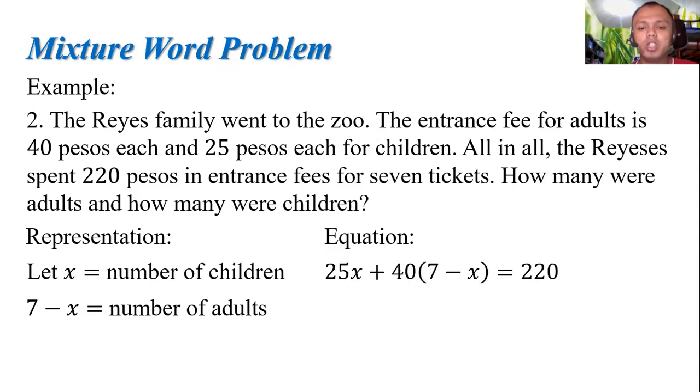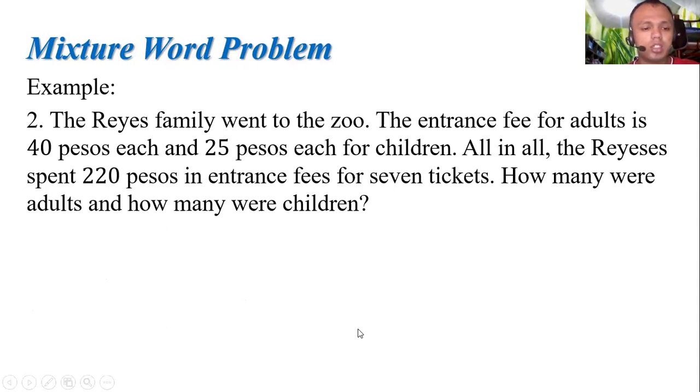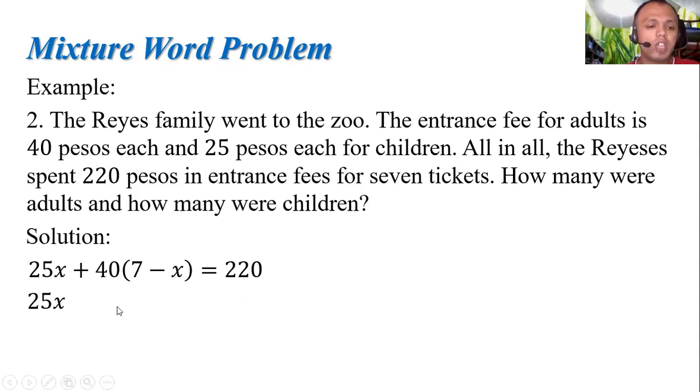Okay? Now, the equation here is, since every children 25 pesos, magiging 25 times x or 25x. Plus, sa adult naman is 40 pesos yung entrance, you have 40 times 7 minus x equal to, yung total number of expenses nila is 220. Now, simplify natin. 25x, 40 times 7 is 280. 40 times negative x is negative 40x equal to 220.